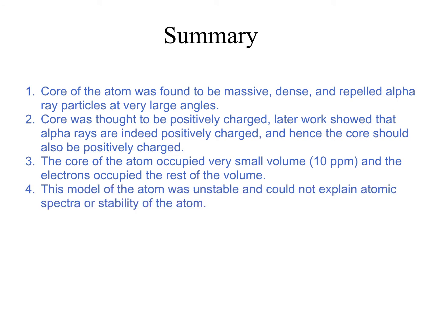This model was unstable because the electrostatic neutrality is maintained, but how to keep the charges from coming together could not be explained. The atom should shrink down to nothing and destroy itself. And so it also couldn't explain the atomic spectra. So the stability could not be explained, the spectra could not be explained, the location of the electrons could not be explained, and one could not explain how the positive and negative charges are arranged.